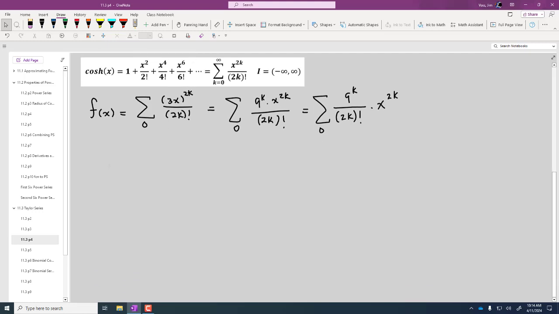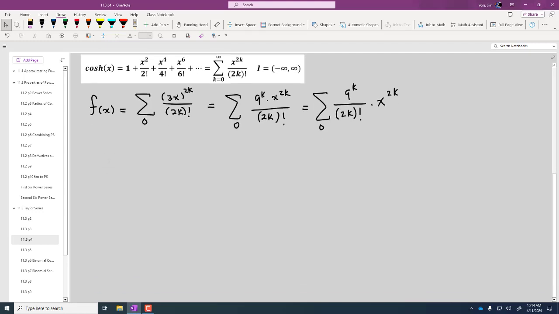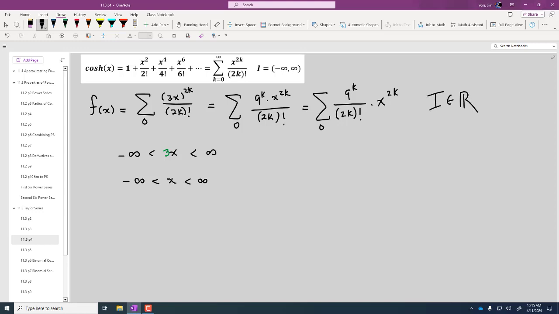So let's see, does the interval of convergence change? The original interval of convergence was this, but we replace that x with a 3x. Is that going to change anything? No. That's not going to change anything. If we divide infinity by 3, it's still infinity. So the interval of convergence, you can say it in a lot of ways. Sometimes you'll just see it like that.